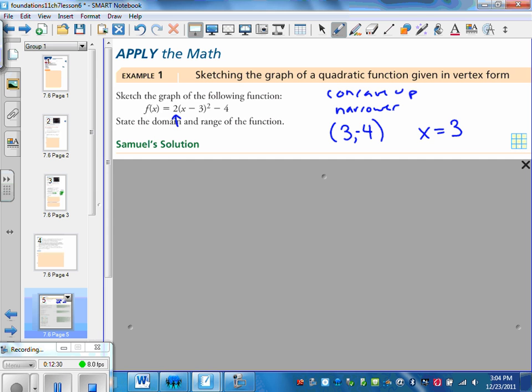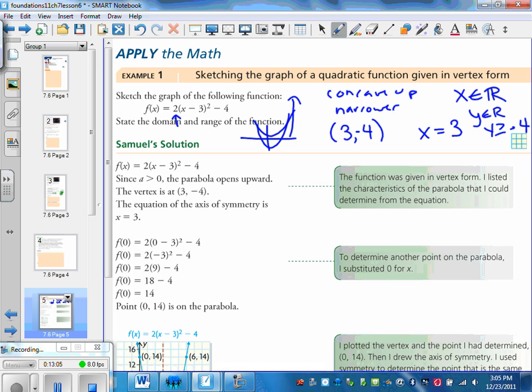The domain is all the x values, and for all quadratic equations, x is a member of the real numbers. Okay? The domain is done. Range, however, if this is concave up, it looks like this. Y can only be the values bigger than the y value of the vertex. So y is a member of the real numbers, but y must be greater than or equal to the y value there, which is negative 4. I actually should have drawn that. Negative 4.